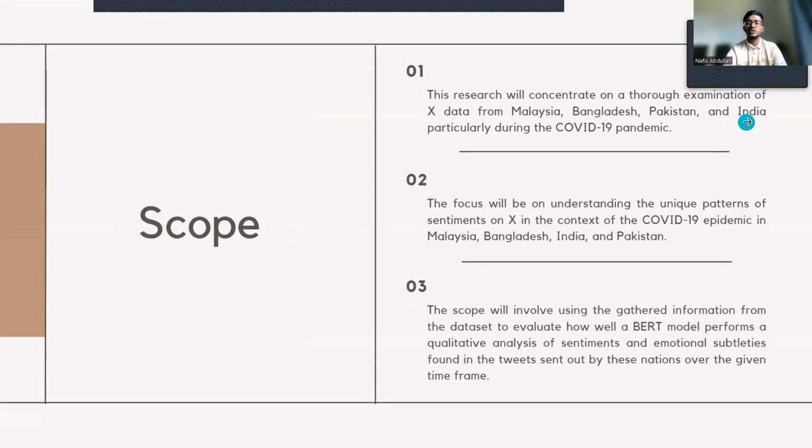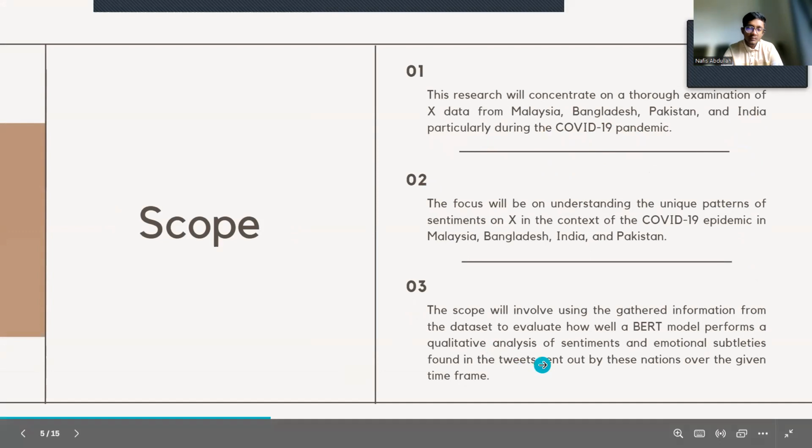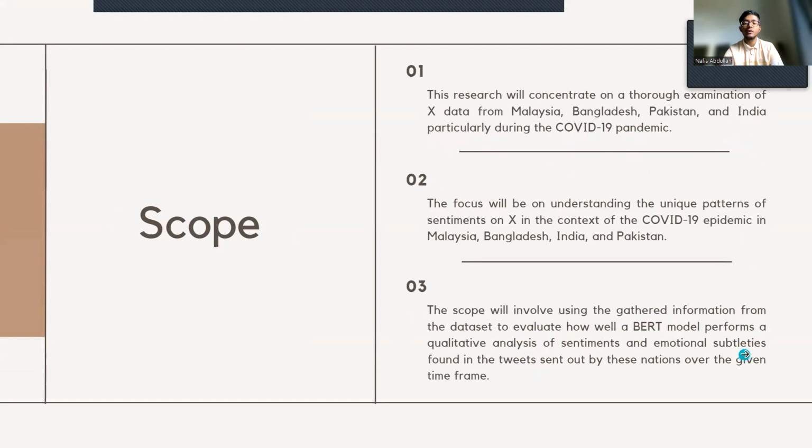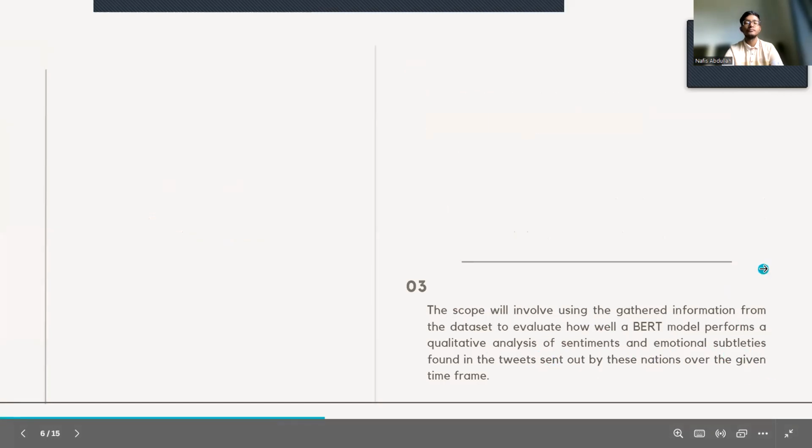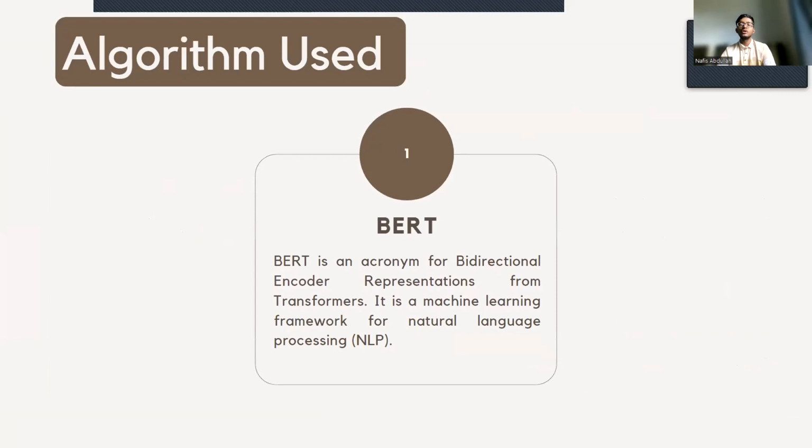This research will concentrate on a thorough examination of X data from Malaysia, Bangladesh, Pakistan, and India, so the countries from Asia, particularly during the COVID-19 pandemic. The focus will be on understanding the unique patterns of sentiments on X in the context of the COVID-19 pandemic in Malaysia, Bangladesh, India, and Pakistan. And the scope will involve using the gathered information from the dataset to evaluate how well a BART model performs a qualitative analysis of sentiments and emotional subtleties found in the tweets sent out by these nations over the given time frame. So the algorithm we have used is BART.